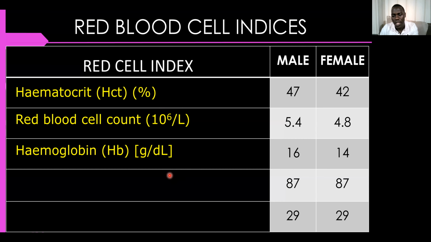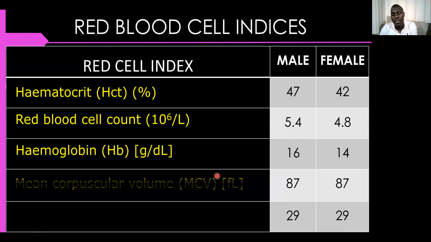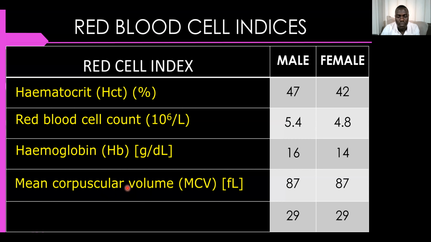Okay. There are other parameters which don't really change between male and female. One of them is the mean corpuscular volume. The mean corpuscular volume refers to the size of a single red blood cell. So the size of a single red blood cell does not change whether you're male or female. By definition, it's the average size of a single red blood cell. Corpuscular refers to the cells. The mean is the average. We measure this in femtoliters.